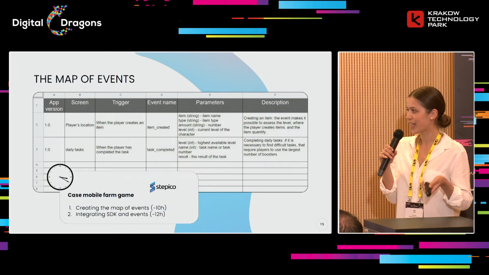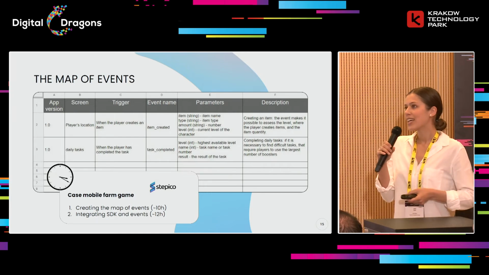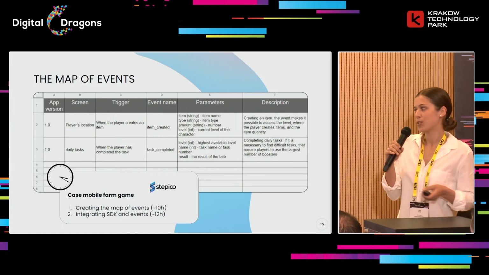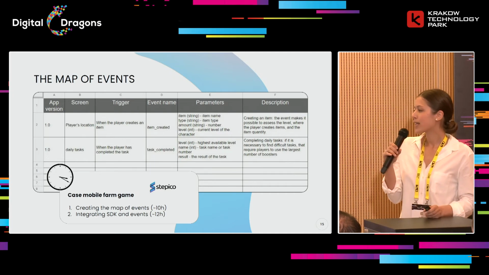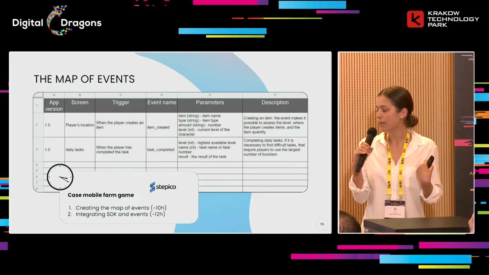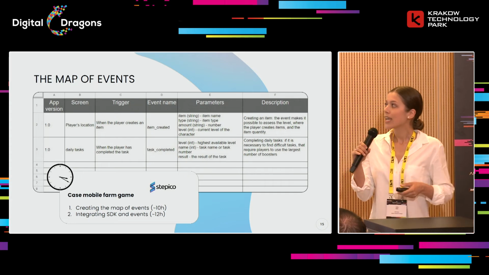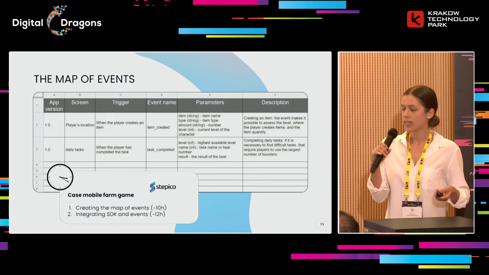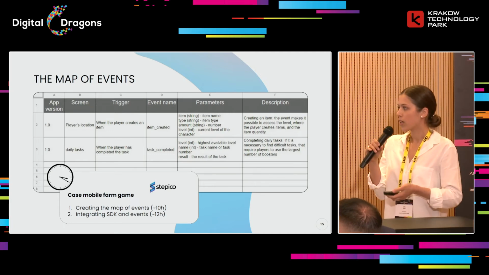And another frequently asked question: how long does it take to integrate the SDK and the map of events? It depends. But I can give you an example, a case of a mobile game studio with a mobile farm game, Stepico. The map of events was created by our in-house analysts. They asked us for help, and our analysts spent like 10 hours creating the map of events, and then the programmers of Stepico spent 12 more hours to integrate the SDK and all events in the game. And here you go, you're basically set up in a couple of days.